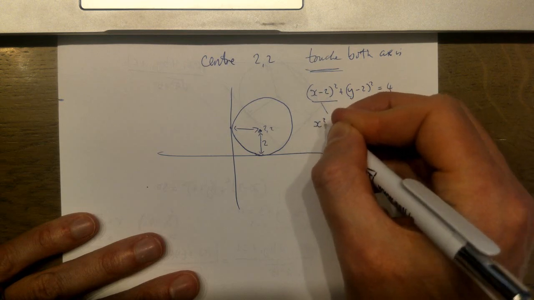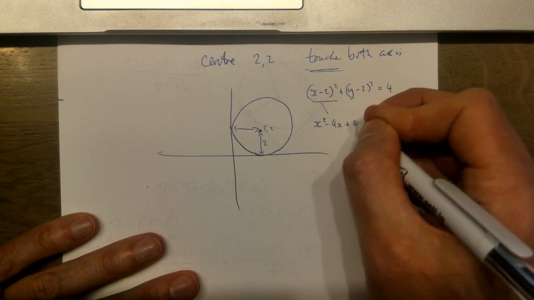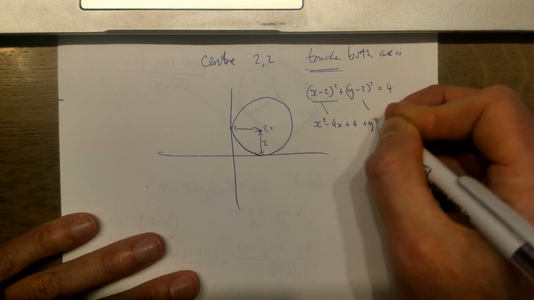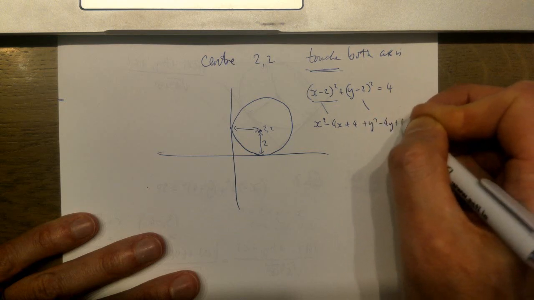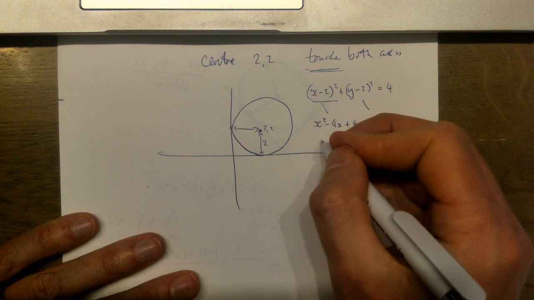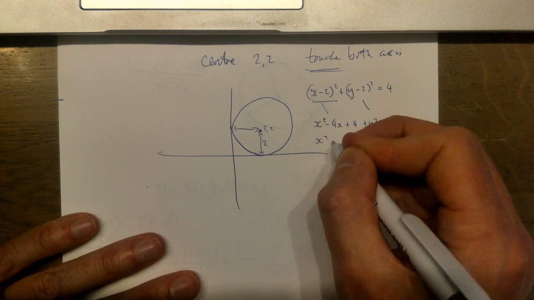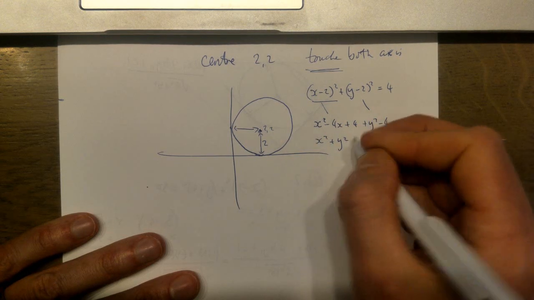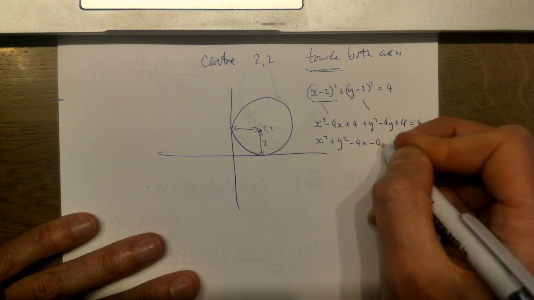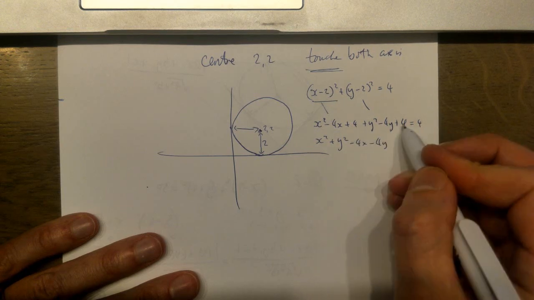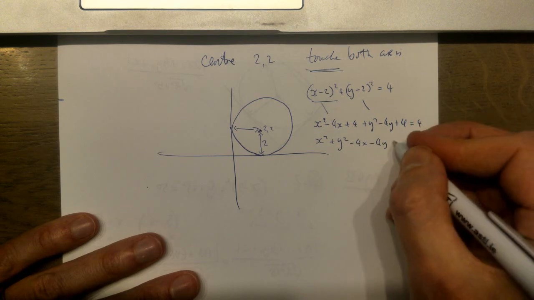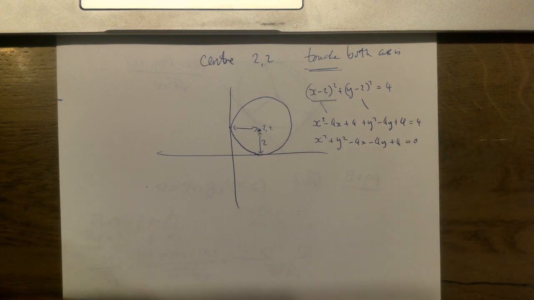X squared minus 4x plus 4 plus y squared minus 4y plus 4 equals 4. So I've got x squared plus y squared minus 4x minus 4y. I've got 4 and 4, which is 8, minus that 4, so plus 4 equals 0. So I did that one for you.